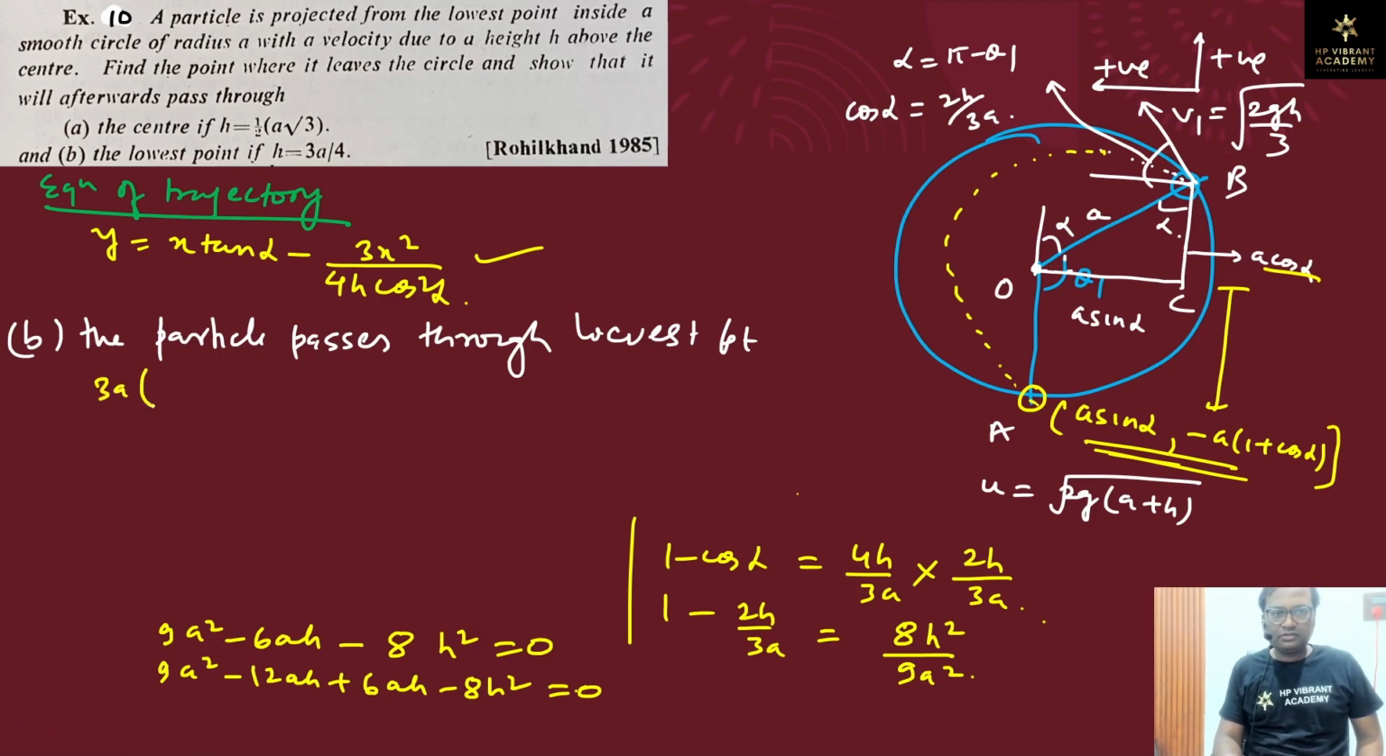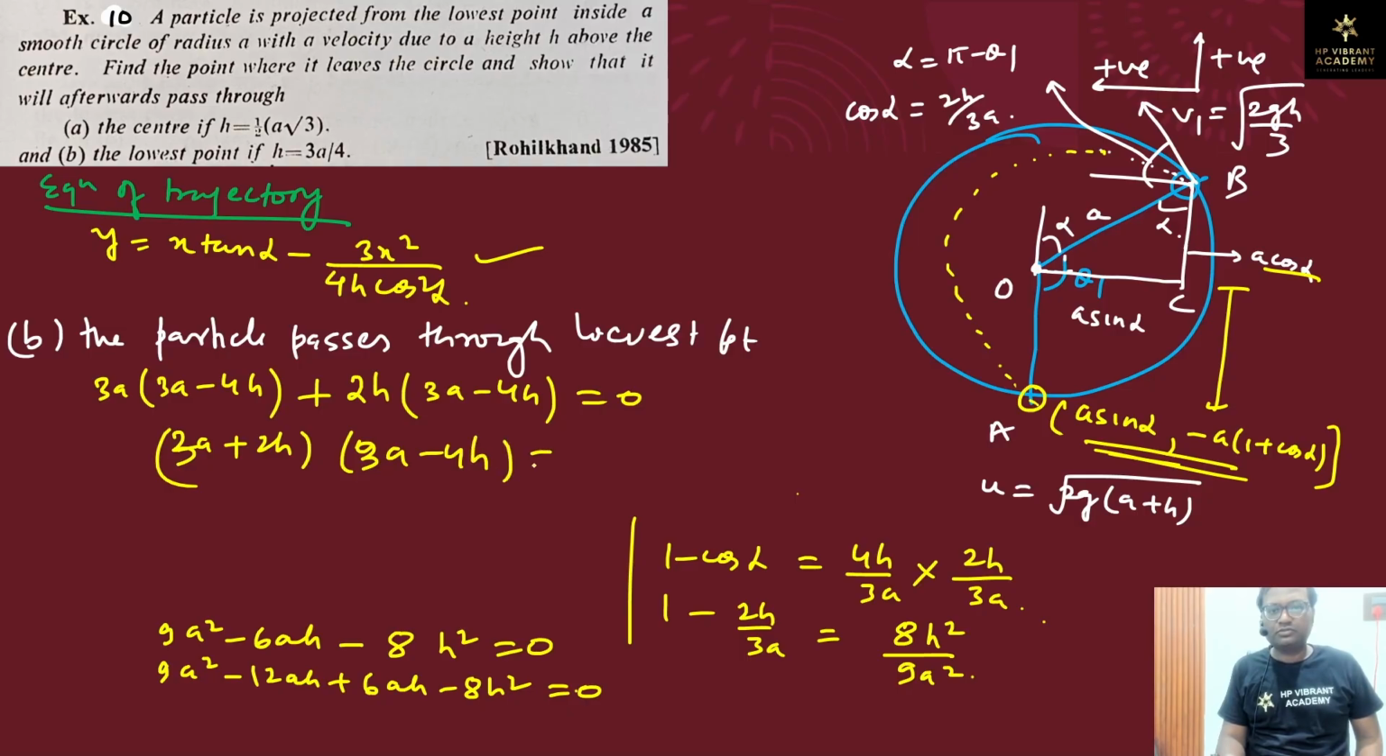We have 3a minus 4h plus 2h into 3a minus 4h is equal to 0. So we have 2a plus 2h into 3a minus 4h is equal to 0. This is not equal to 0. So 3a minus 4h is equal to 0.